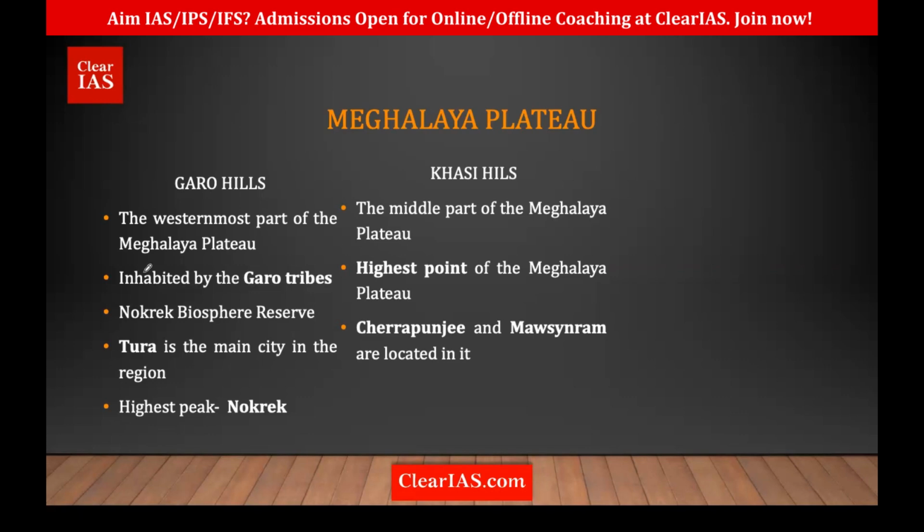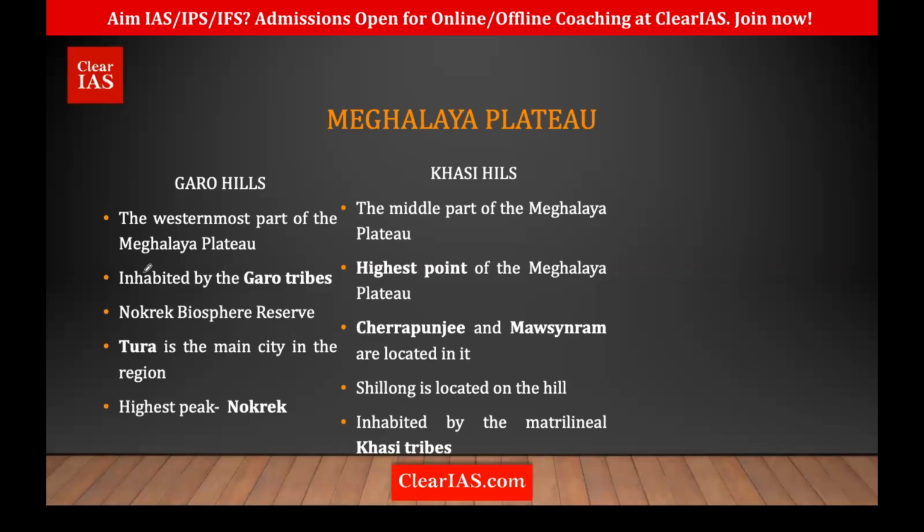So remember, the Khasi is the highest point in the Meghalaya plateau, and that is where Cherrapunji and Mawsynram are located, the regions of highest rainfall. Okay. And also the capital of Meghalaya, that is Shillong, is located in this hill. And another important thing is the tribes here. They are called the Khasi tribes, and they have matrilineal alliance. Like they follow matrilineal, that is, the groom has to shift to the bride's place. Okay. So that is the Khasi Hills.